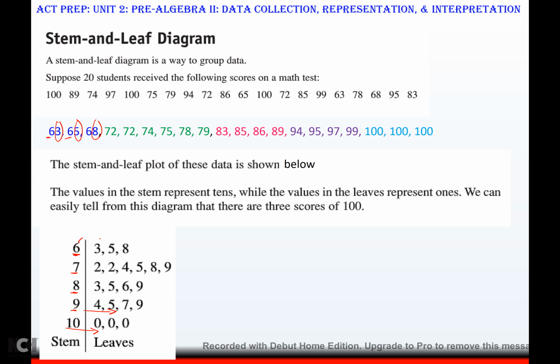For 6, there's 63, 65, 68. My 70s, there's 72, 72, 74, 75, 78, 79. My 80s, 83, 85, 86, 89. My 90s, 94, 95, 97, 99. And my hundreds, 100, 100, 100. There's your stem and leaf plot. Okay? It says the values in the stem represent tens, while the values in the leaves represent ones. We can easily tell from this diagram that there are 3 scores of 100.